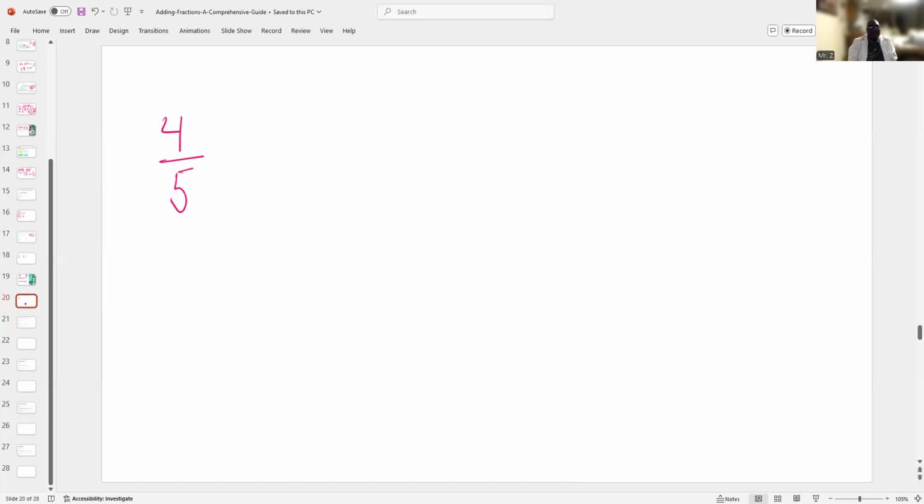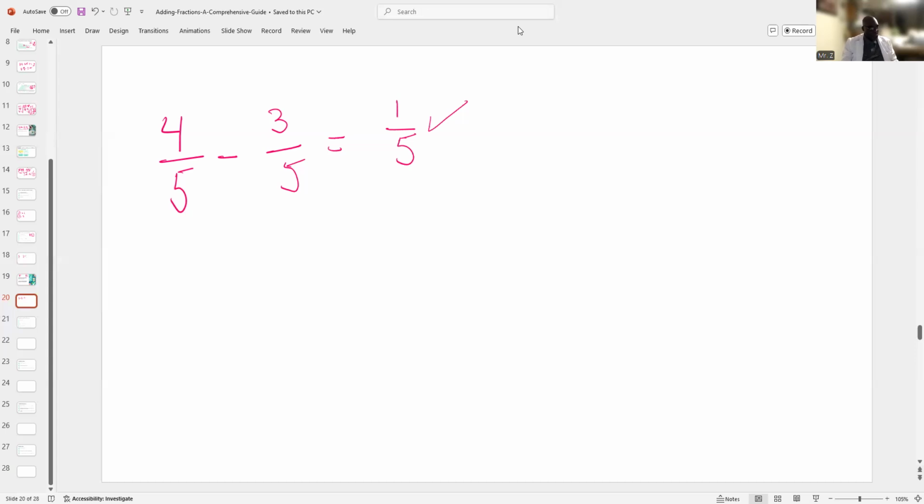4 over 5 minus 3 over 5. You're subtracting only the top number because the bottom number has the same denominator. So it's gonna be 4 minus 3, 1. Then I keep the same denominator, which is 1 over 5, right? We learned that one. We covered that one.